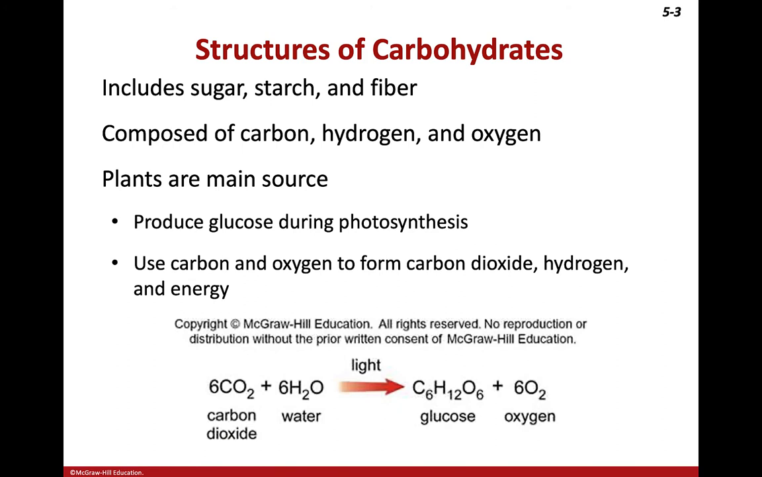Now, when we look at the primary source of carbohydrates, it's plants. Okay? What plants end up doing is they produce glucose through photosynthesis. So generally, the plant is going to use carbon dioxide and water in the presence of light. And then we're going to see a product of that, which will be glucose and oxygen. Okay? So once again, all plants basically operate in this particular manner. And this is how the carbohydrate we find in plant items is actually produced. It's all about photosynthesis.